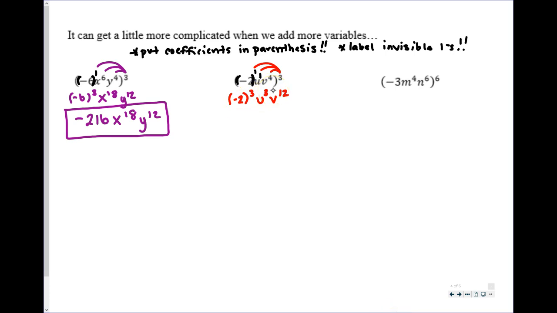Negative 2 to the third power, you're free to use your calculator. I know in my head that's negative 8. So this is your final answer for this.